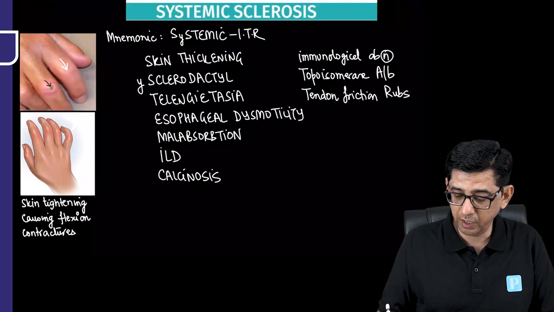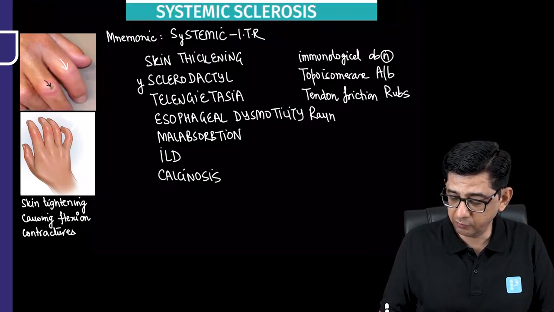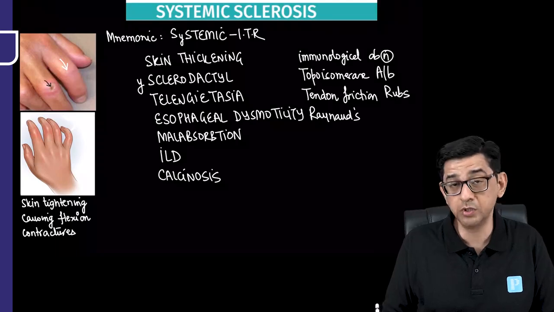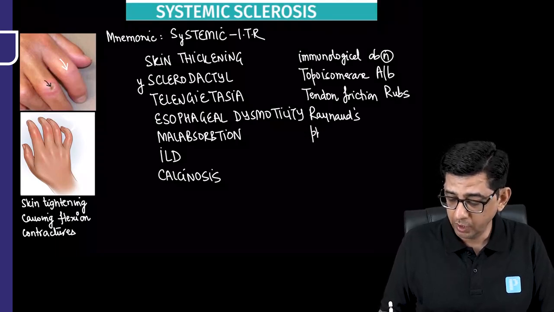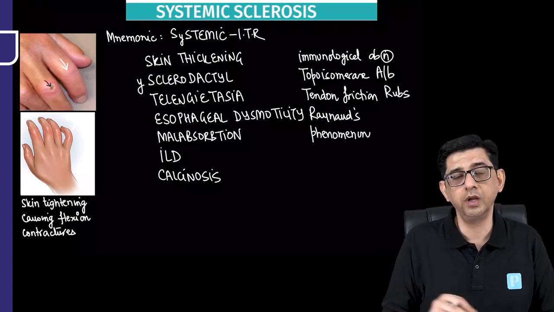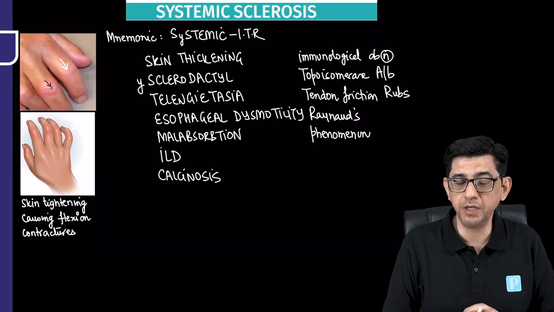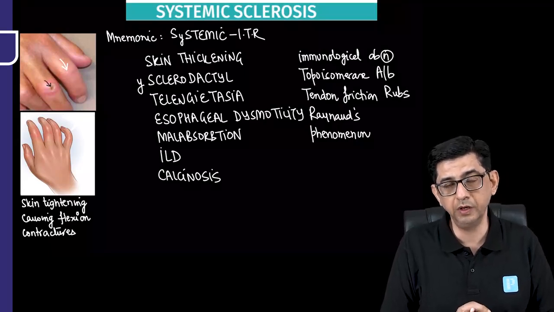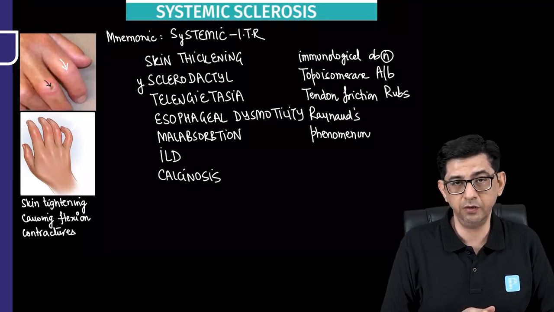And then the alphabet R would stand for Raynaud's, whenever this patient, who's mostly going to be a female patient, as all rheumatic disorders are more common in women, puts her hands in cold water. There's going to be a change in the appearance of the tip of the finger. First, there is an exaggerated vasoconstriction, so the tip of the finger will become white.